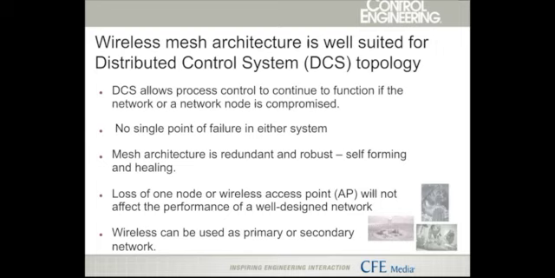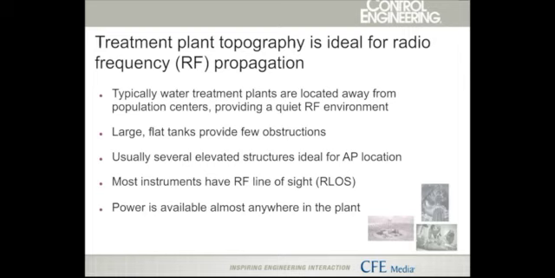As we mentioned, the mesh architecture is redundant and robust. It will self-form the network, and it will self-heal on the loss of an AP. And jumping ahead, wireless can be used as a primary or secondary network. This probably will become more prevalent as time goes on, and the utility of a wireless network is realized.